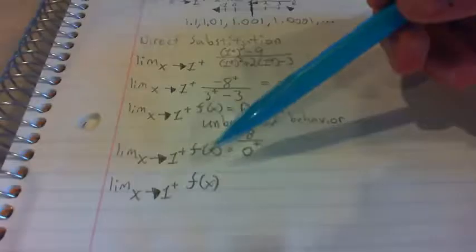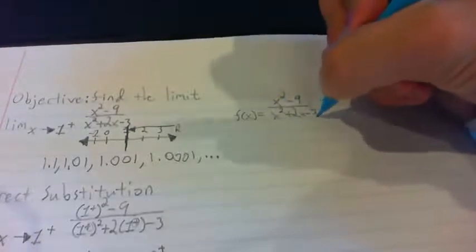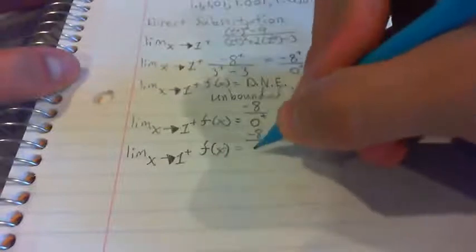And just so everyone's clear, the f of x in this case is referring to the original equation. I forgot to state that, but it's simply a given that f of x is your equation, wherein f of x is equal to x squared minus 9 over x squared plus 2x minus 3, because we are taking the limit of a function. Alright, now back to this. The limit as x approaches 1 from the right of f of x is equal to negative 8 divided by a positive infinity.